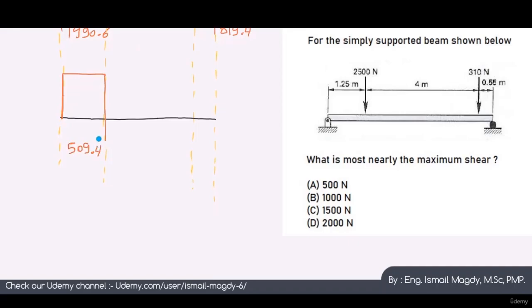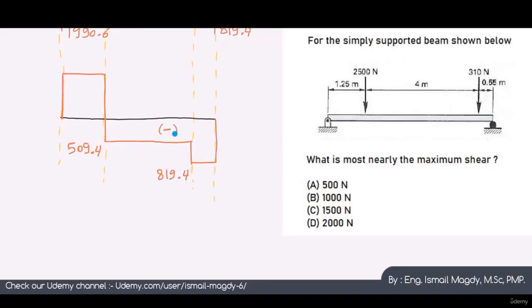509.4 Newton. And again we will keep going horizontally till we reach this vertical force of 310. We will go down again till we reach 819.4 Newton. Keep going horizontally till we face the vertical reaction, which was the same value, of course. So our graph will get closed.